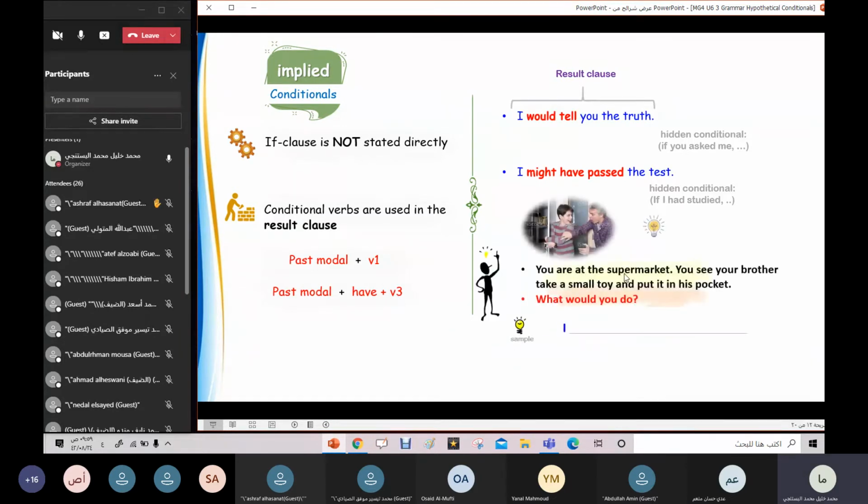Look here, you are at the supermarket. You see your brother take a small toy and put it in his pocket. What would you do? I would tell him, or I would make him put it back. Here, what do you mean by implied conditions?